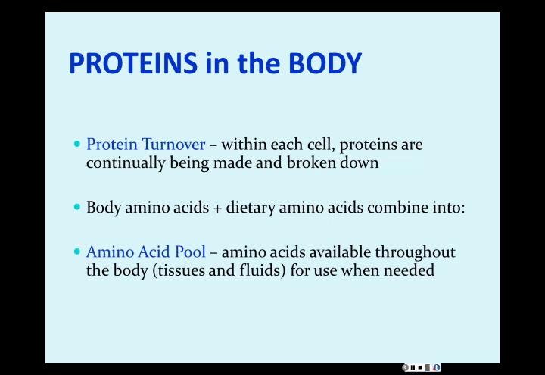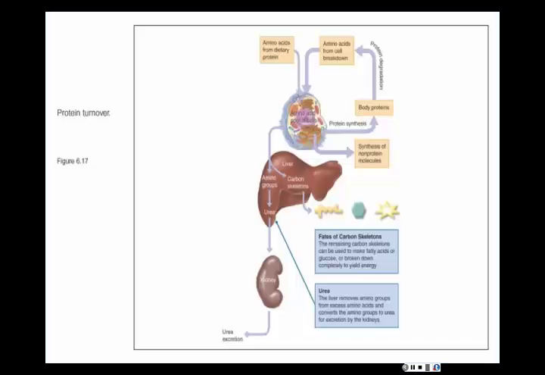So this is kind of what becomes the amino acid pool. All of those amino acids available for the cells to use. And here's a look at that. So up here we have amino acids from dietary protein. So we're eating protein, digesting it down to amino acids, sending it out in the blood to the cells for cells to use to build new body protein.